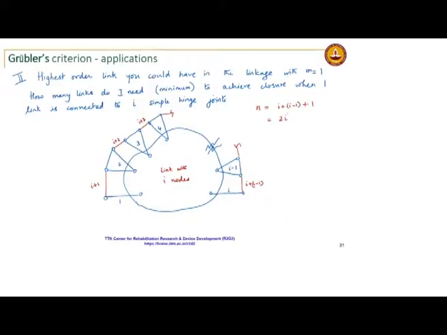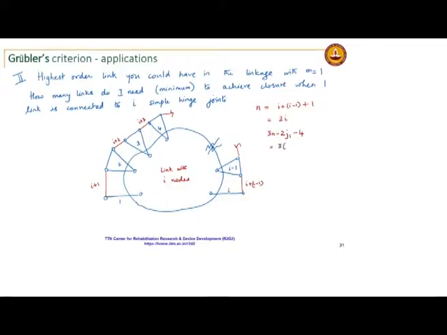So, if I have a link with I nodes, I need a minimum of 2I links to make a single degree of freedom mechanism. Now, I do not know yet that I have a single degree of freedom mechanism. So, let us check Grubler's criterion. Okay. So, 3n minus 2j1 minus 4 should be equal to 0.